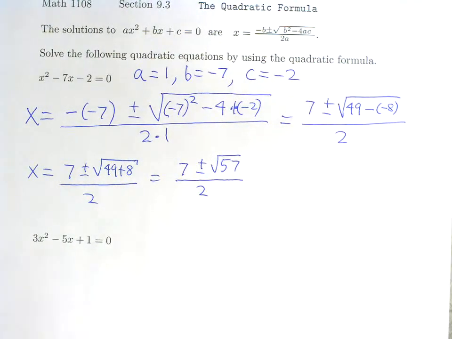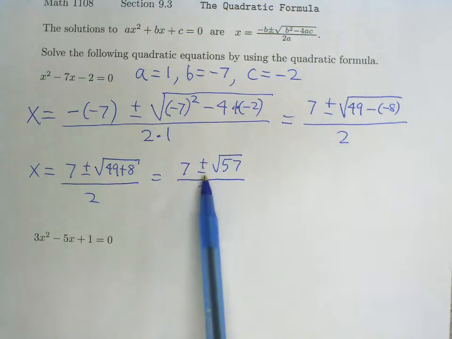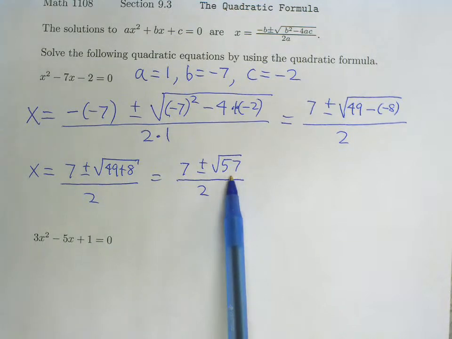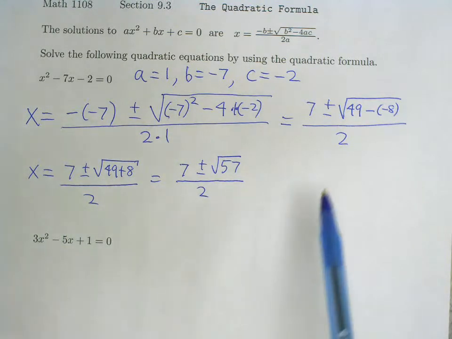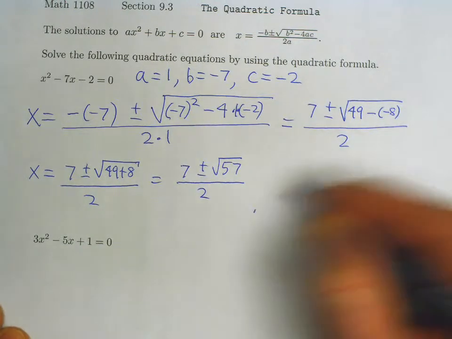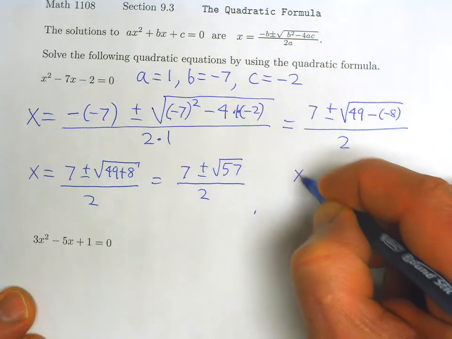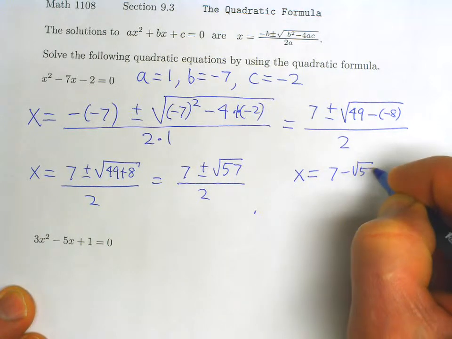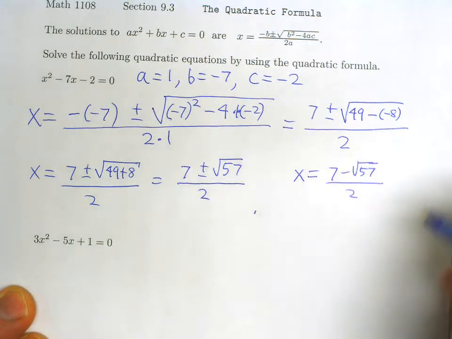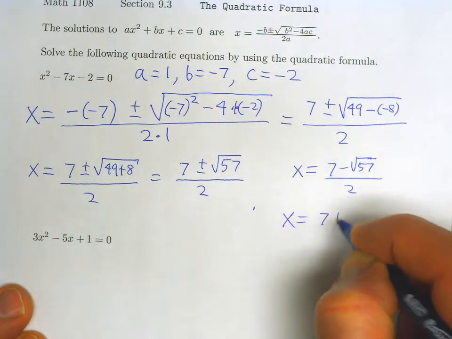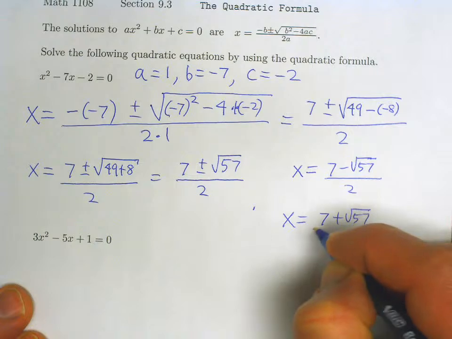Okay, so the two solutions are x equals 7 plus and minus the square root of 57, all divided by 2. The square root of 57 cannot be simplified any further. So this is one way to write both solutions. But you can also write them separately. One solution is 7 minus the square root of 57, all divided by 2. And the other one is x equals 7 plus the square root of 57, all divided by 2.